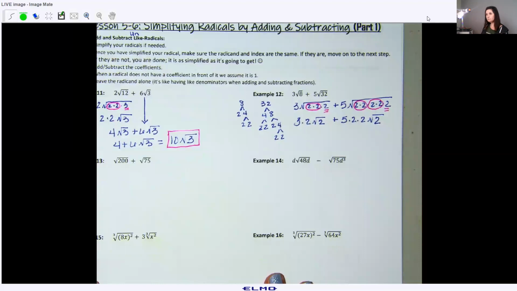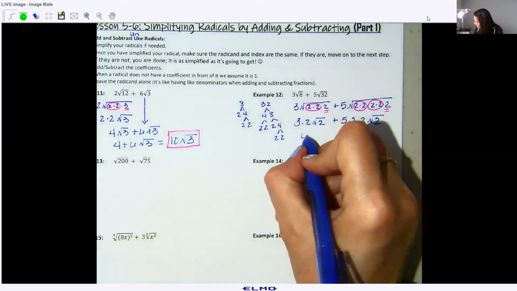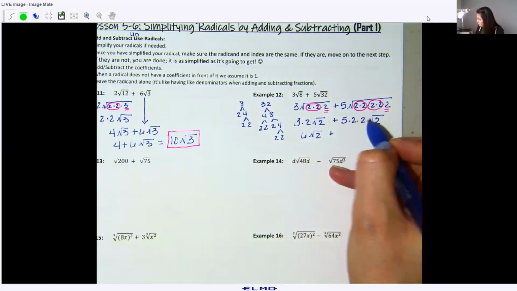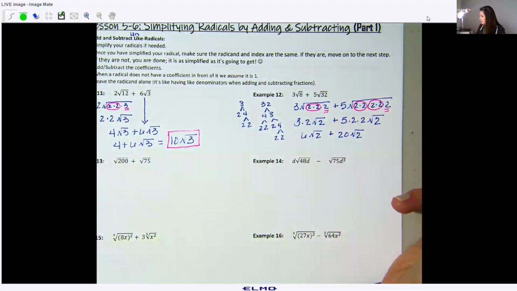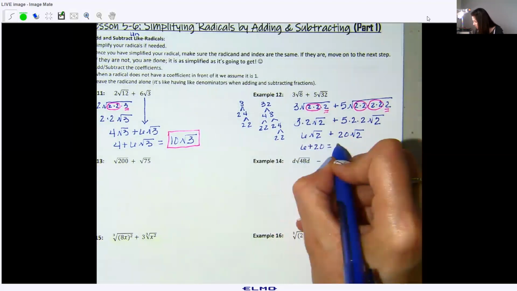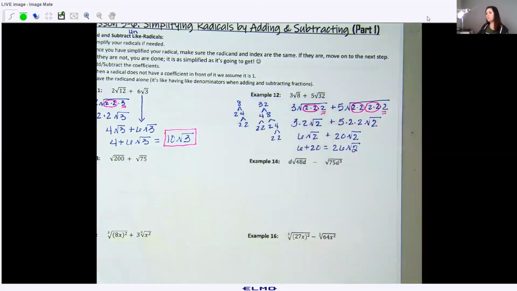Okay. Now I can simplify those further. I have 6 square root of 2 plus 5 times 2 is 10 times 2 is 20 square root of 2. And that gives us 6 plus 20 equals 26 square root of 2. And that would be our final answer.